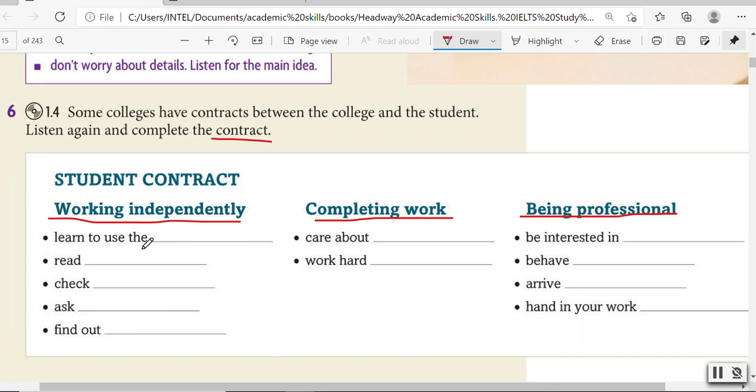Learn to use the, read, check, ask, find out. In completing work, this one belongs to working independently, and these belong to completing work: caring about, and working hard. Being professional: be interested in, behave, arrive, hand in your work. I'll play an audio for you. Let's fill in these gaps with the information you will hear.